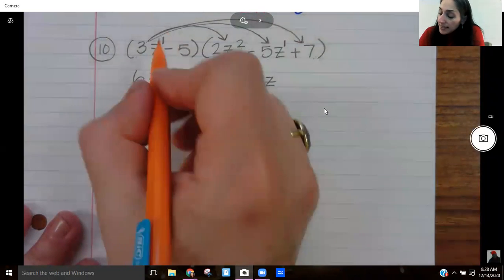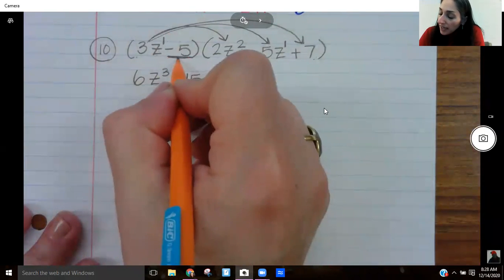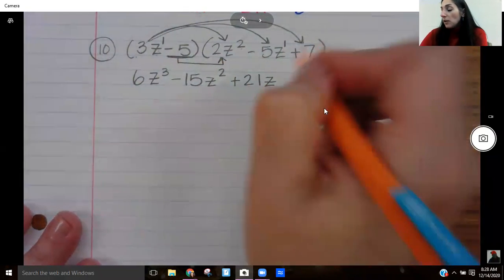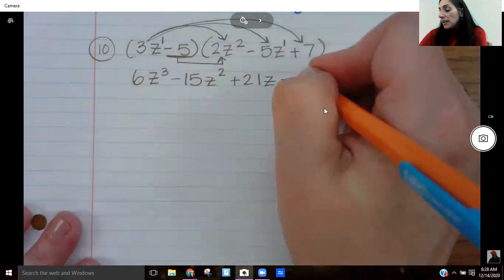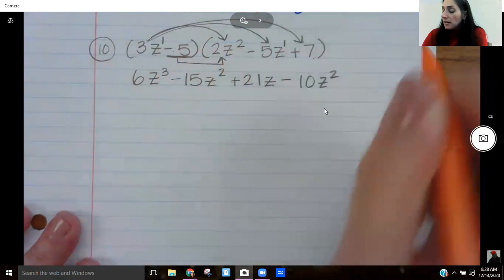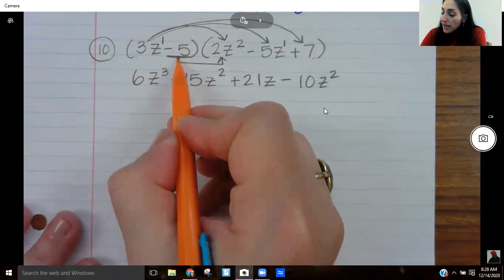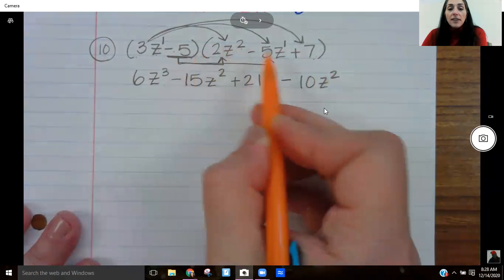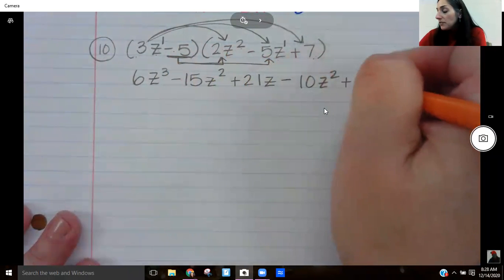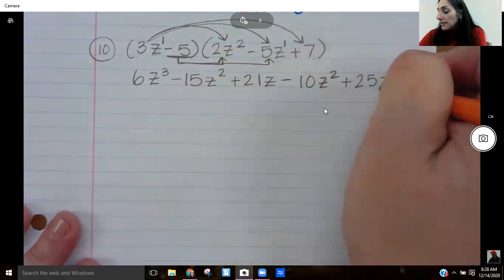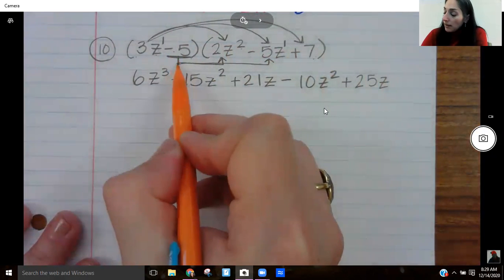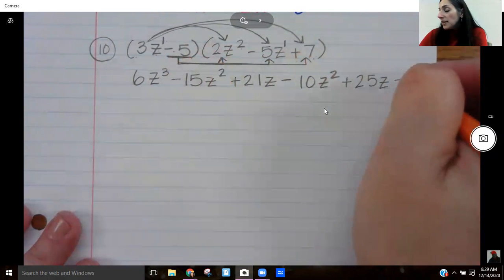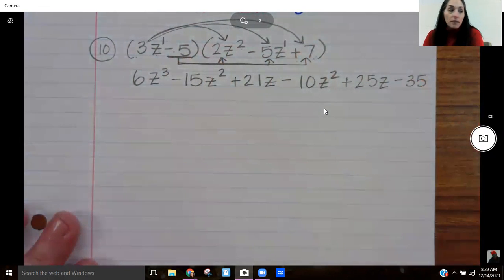All right, now it's this one's turn, the negative 5. So you're going to do negative 5 times 2z squared. So that'll be negative 5 times 2 is negative 10z squared. Now do negative 5 times negative 5z. Negative 5 times negative 5 is positive 25z. And now negative 5 times positive 7. Negative 5 times positive 7 is negative 35.